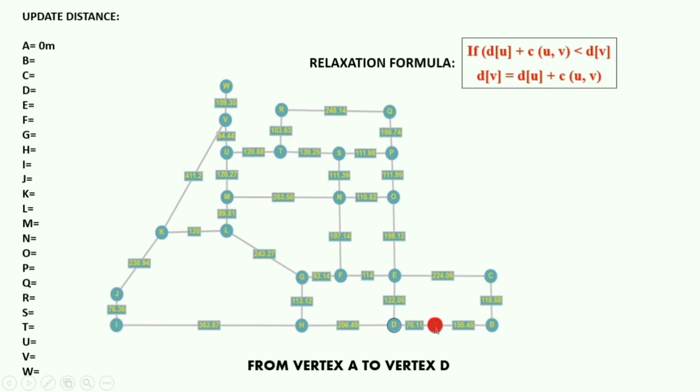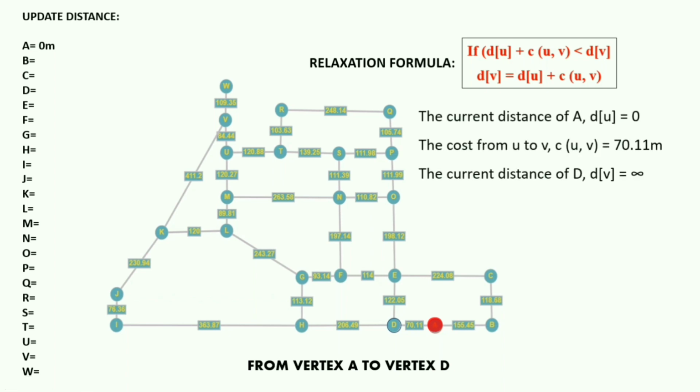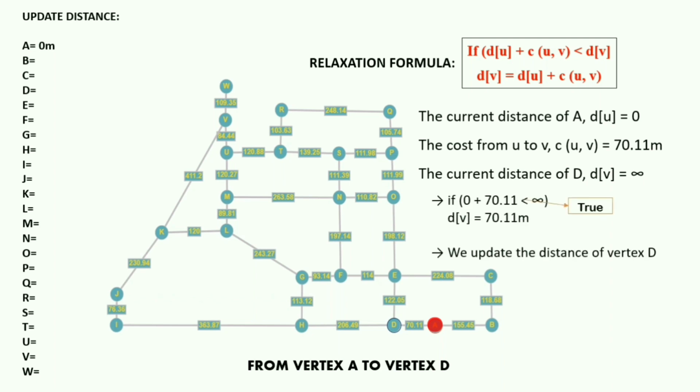Okay, from vertex A to vertex D, the current distance of A is 0, while the cost from u to v is 70.11 meter, and the current distance of D is infinite. So we use the relaxation formula. If 0 plus 70.11 meter is less than infinite, we will update the distance of vertex D.